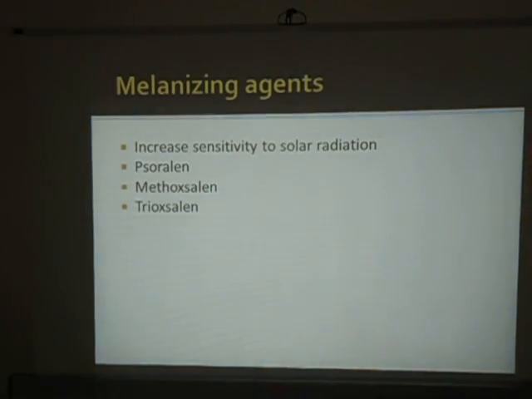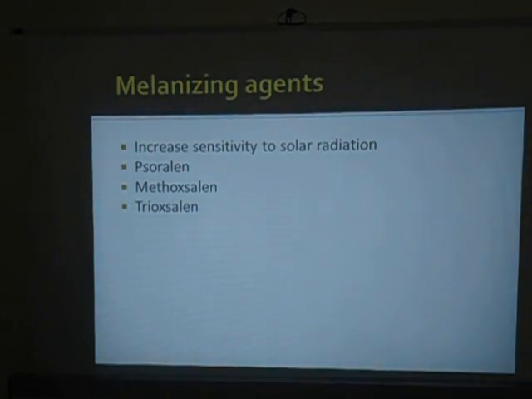Okay, so there we are going to use a drug which can put the melanin. Melanin is the one which gives color to our skin. So that's it. We can use psoralen, methoxsalen and keratolytics.